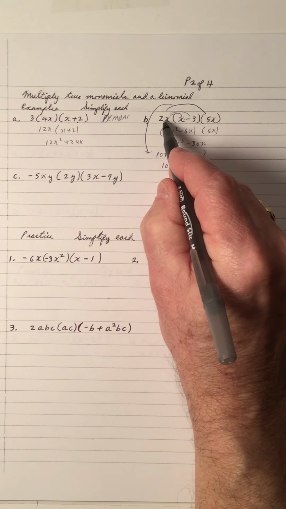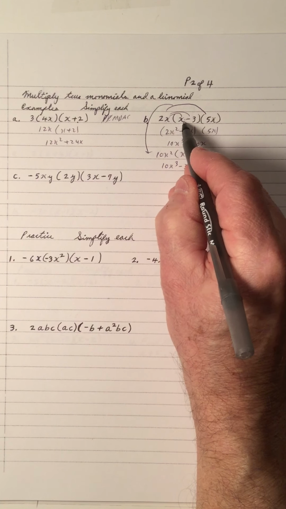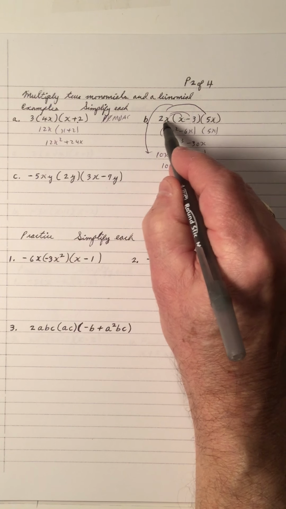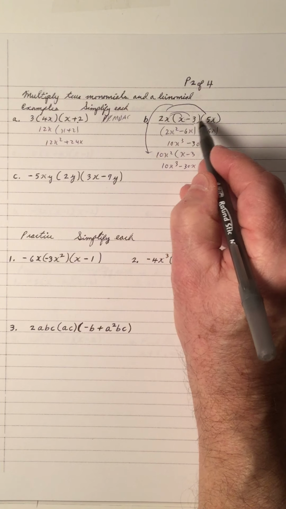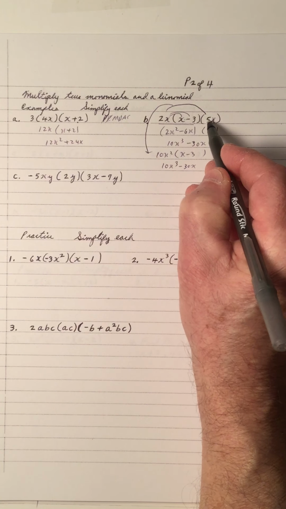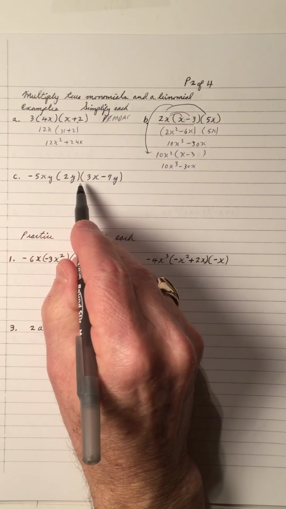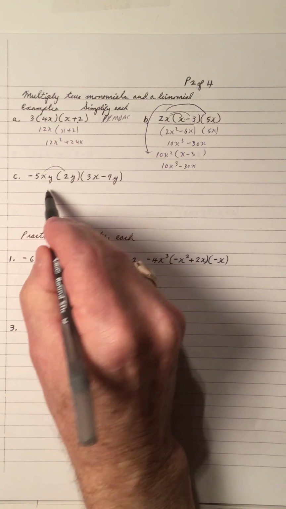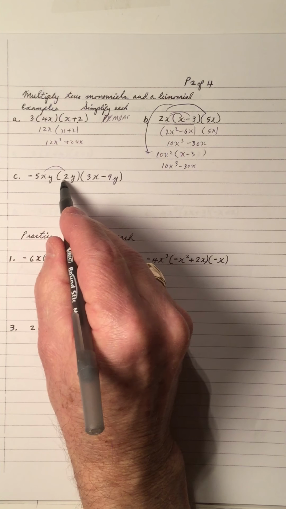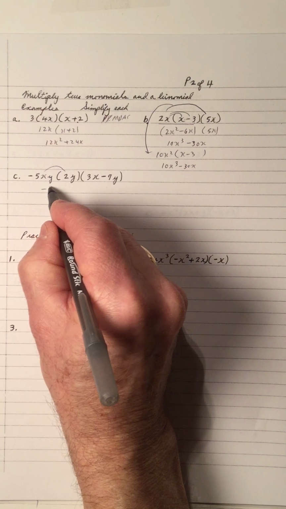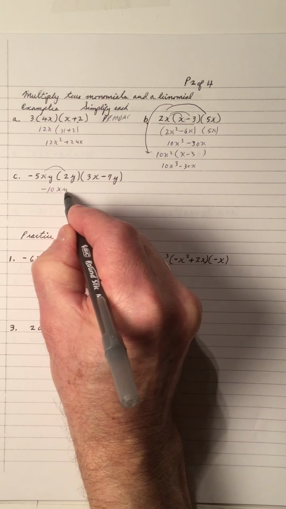But be careful, you do not multiply the 2x by this binomial and this. You can only multiply these two first, and then this one after. Be careful. That's the same in C. Multiply these two first. This one is easy because you just multiply that. So that's a negative 10xy squared.